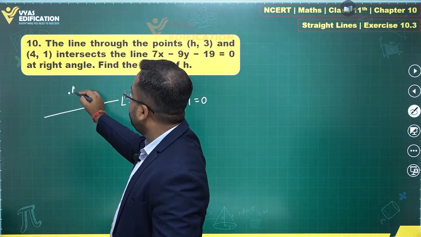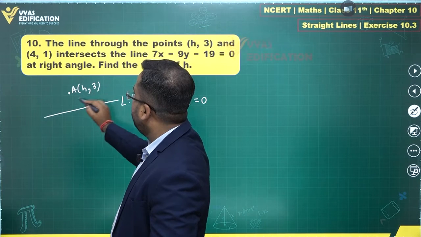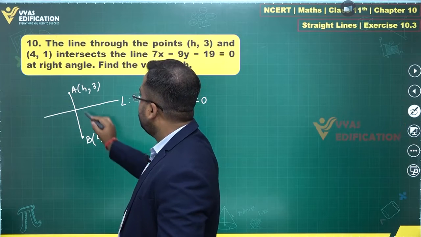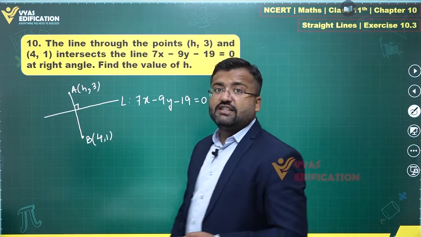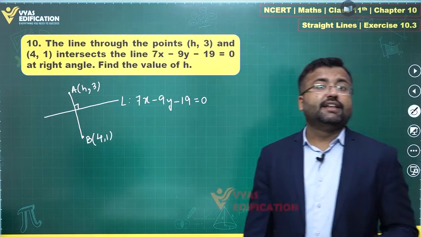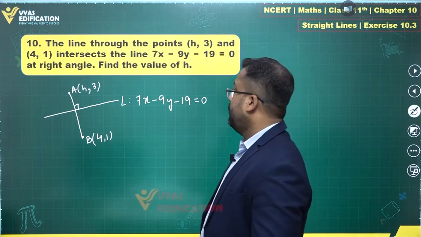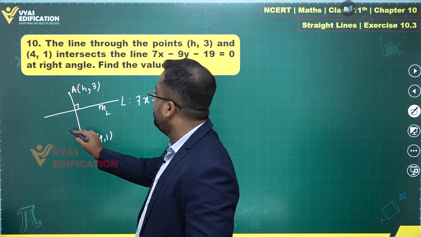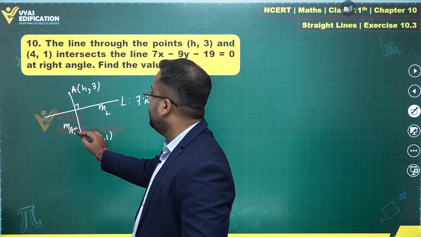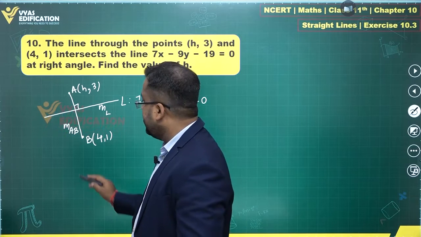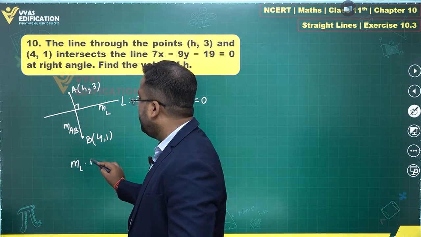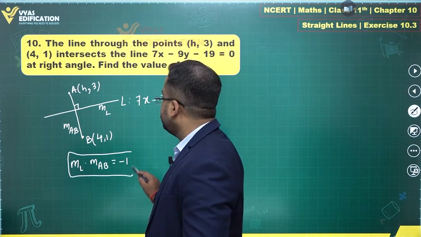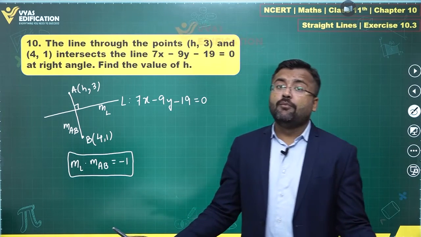Let's say this is point A, which is h, 3, and there's another point B, let us say 4 comma 1, and the line joining this and this intersects this line at an angle of 90 degrees. They are perpendicular. Okay, so the way of dealing with this is to find the slope of line L and the slope of AB, and the condition that we will apply is m of L dot m of AB. Since these are perpendicular, the product of the slopes will simply be minus 1. That's a simple idea that we want to apply.